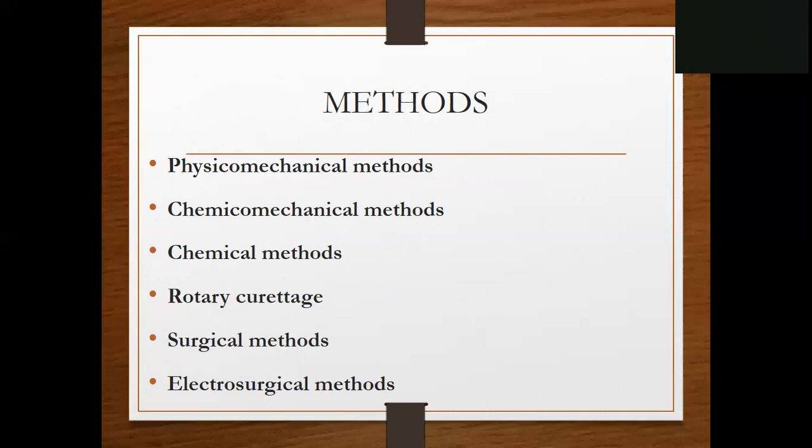Moving on to the methods, there are 6 methods. These are the methods to reduce or retract the gingiva, that is, the methods for management of the gingival tissues. The 6 methods are physico-mechanical, chemico-mechanical, chemical, rotary, surgical, and electrosurgical methods.